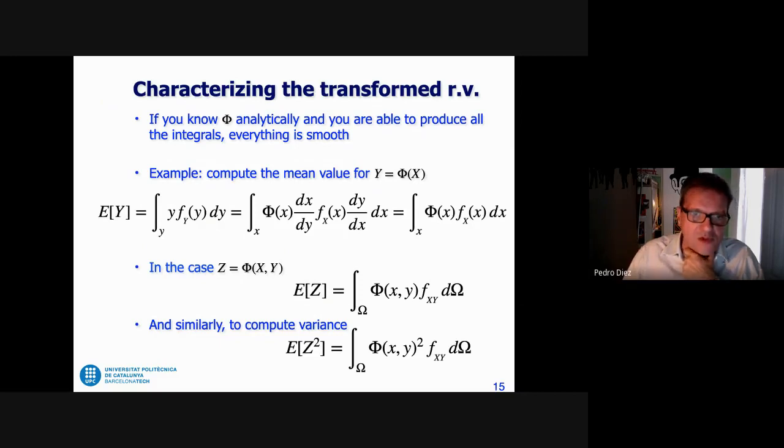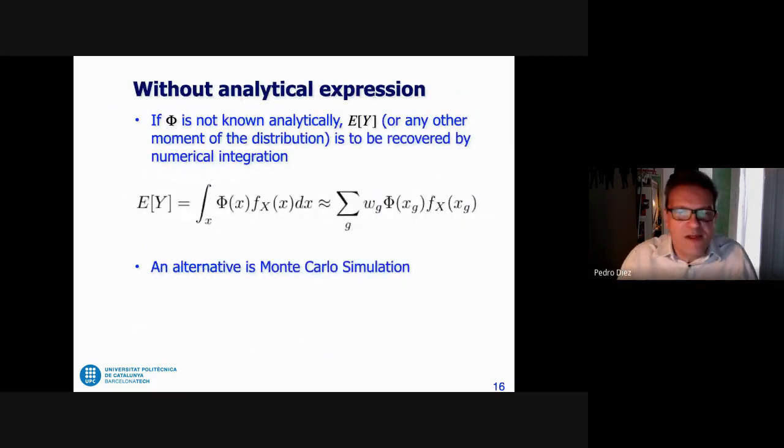The problem is that in most cases you don't know the analytical expression for phi. So what you have to do is either integrate it numerically. That means that you have to evaluate phi in many points and then sum all the contributions of these points with a standard numerical quadrature, or you have to go to the very well-known Monte Carlo method, which comes from the gambling in Monte Carlo. It's plenty of casinos. It's about gambling.